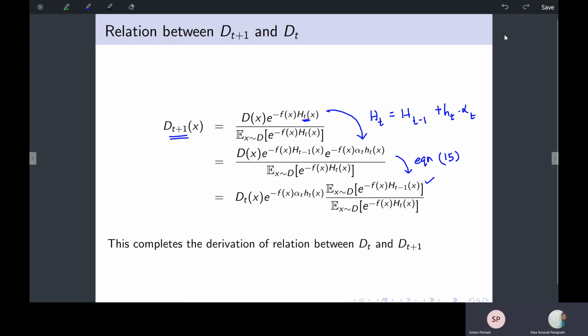So what we have here is the distribution for the t hypothesis, and the exponential loss function for the t minus 1 hypothesis and the t hypothesis. We also know the weight, as we have already derived it. So we get the distribution that we need to sample for the next hypothesis h(t+1), that is D(t+1). Well, this completes the derivation of the relation between Dt and D(t+1). In the next video, we are going to look at the gradient boosting part, which will be the last for this series. Thank you.